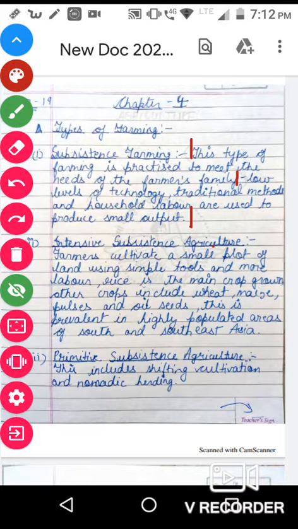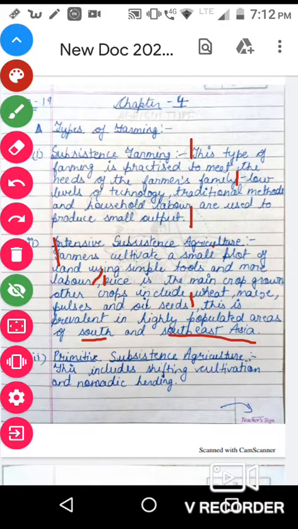Moving on to the subtopics, intensive. In this, a farmer cultivates a small plot of land using simple tools and more labor. This is going to be our first point. Rice is the main crop grown, with other crops including maize, wheat, pulses and oilseeds. That's our second point. Then, this is prevalent in highly populated areas such as South and Southeast Asia. You can remember these two areas of the world for your better understanding.